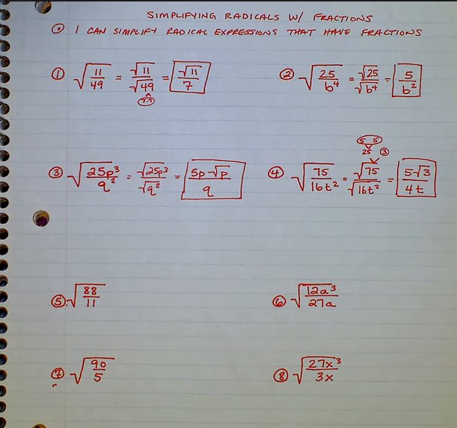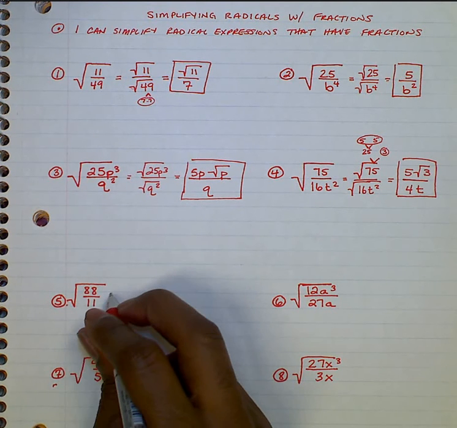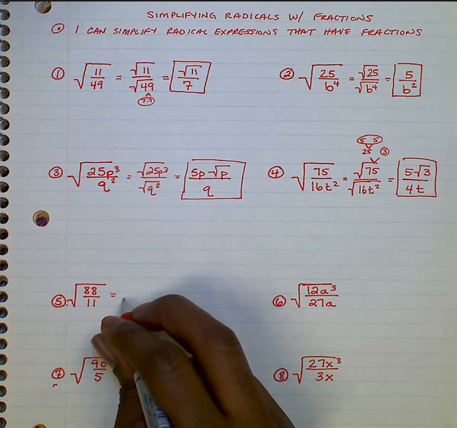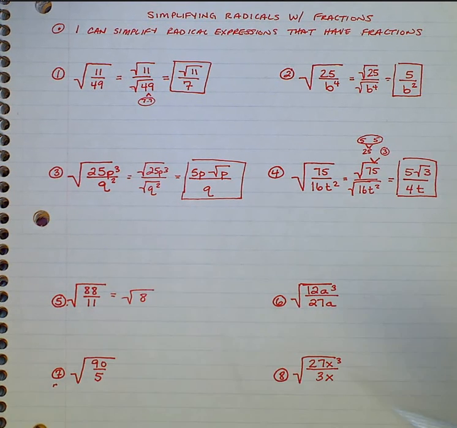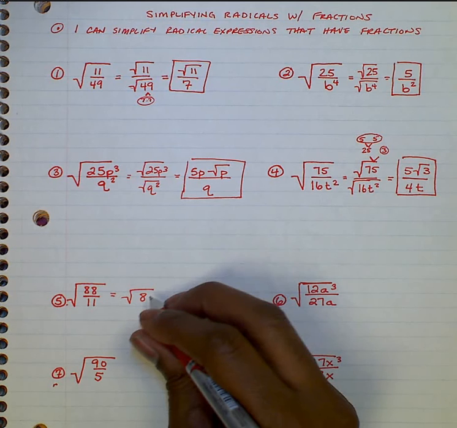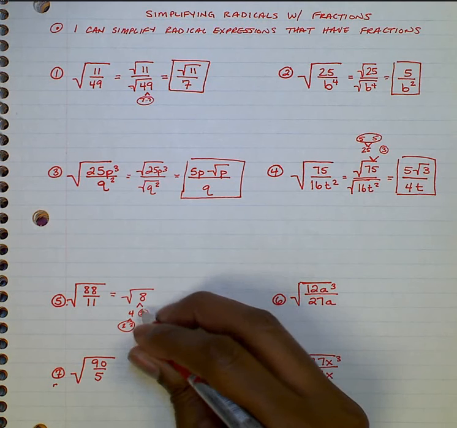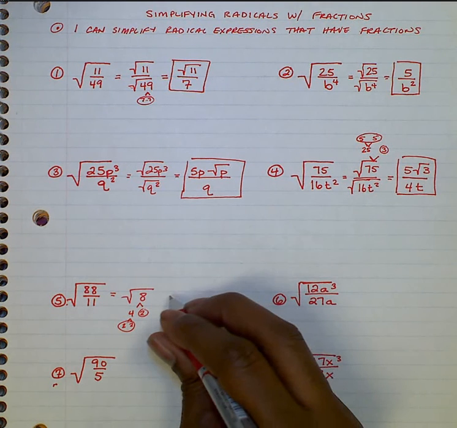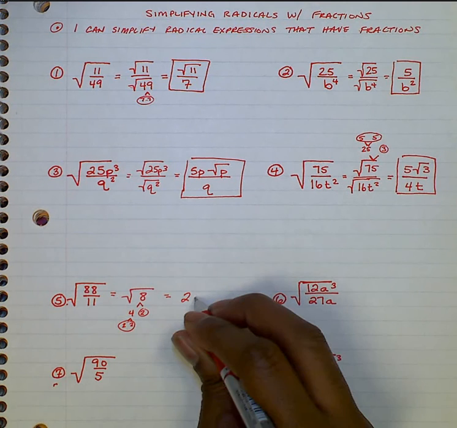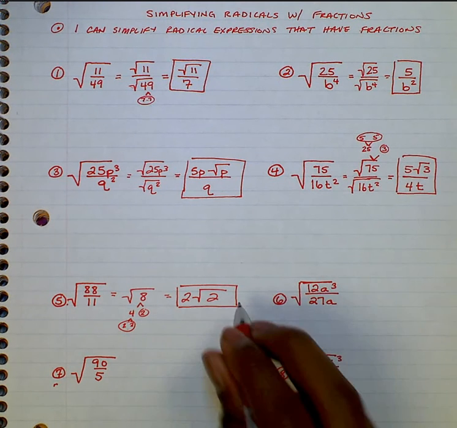Alright, number 5. Again, we're always looking to see, can we simplify first? And in this case, we can. So we have radical 88 over 11, but 88 divided by 11, they're both underneath the radical. You can simplify that or rewrite it as radical 8. We can simplify radical 8. Radical 8 goes 4 times 2, 2 and 2. And so we have a pair of 2's that go on the outside. And we have a 2 without a pair. It stays by itself. So 2 radical 2.